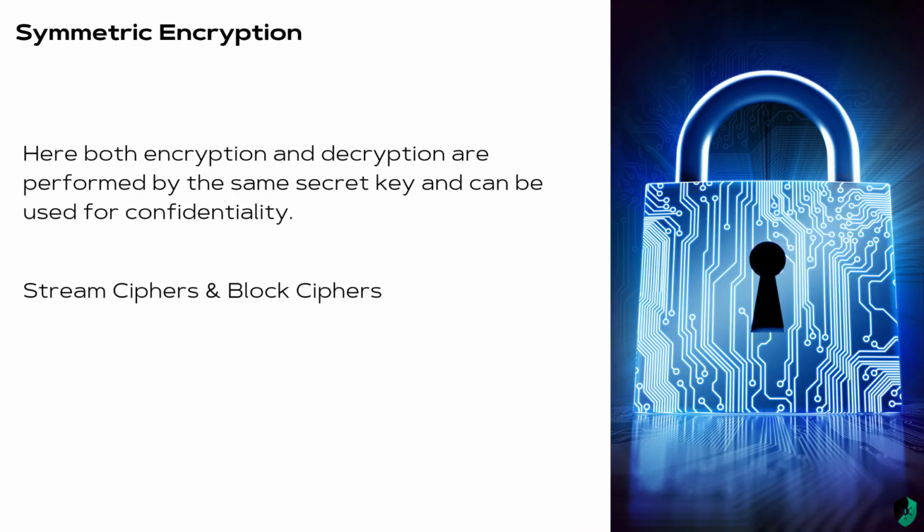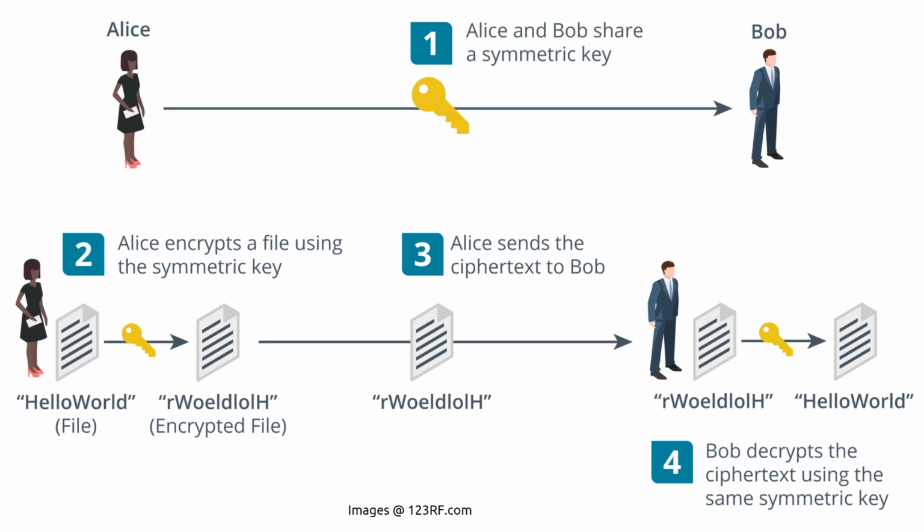Now, symmetric encryption. There are two main types of encryption, remember, symmetric and asymmetric. In symmetric, both encryption and decryption are performed by using the exact same secret key, and it can be used for confidentiality. And there are two types of symmetric encryption, the stream ciphers and block ciphers. We'll talk about them a bit later. But here's an example of how symmetric encryption would work.